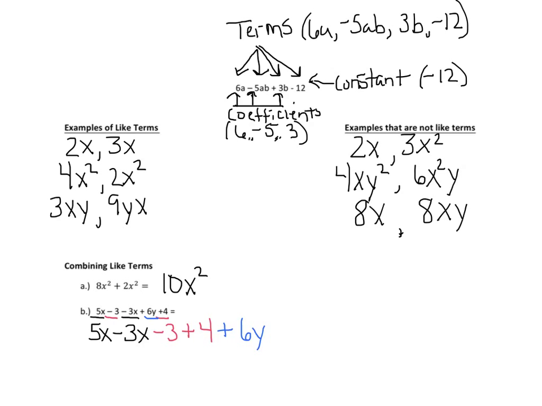So now I can look at this and I can add all the like terms. 5x minus 3x is 2x. Minus 3 plus 4, that's like a negative 3 and a positive 4. So that gives me a positive 1. And 6y does not have any like terms, so that just gets written as 6y.